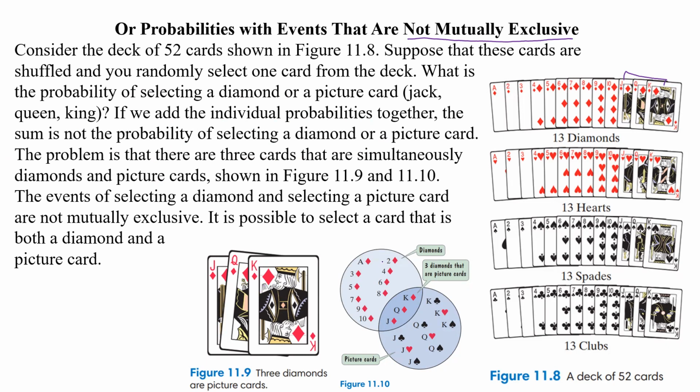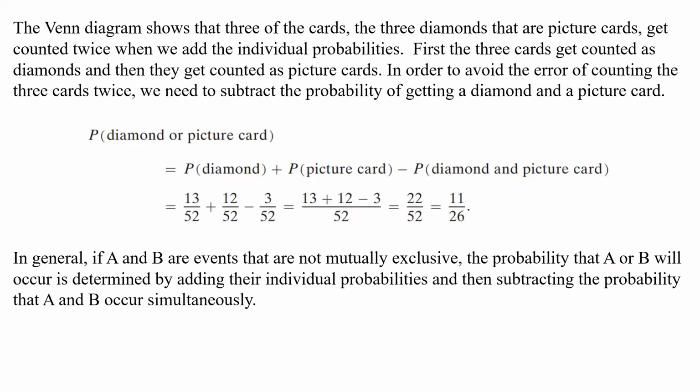Okay. And so if we look at all the diamonds together and all the face cards together, what happens is right here in this middle piece, there are three that are both diamonds and face cards. That becomes a problem because that means we're doubly counting these cards. So the events of selecting a diamond and selecting a picture card are not mutually exclusive because they can occur together. It's possible to select cards that are both a diamond and a picture card. And that gives us something that we're going to have to take care of in the next type of probability.